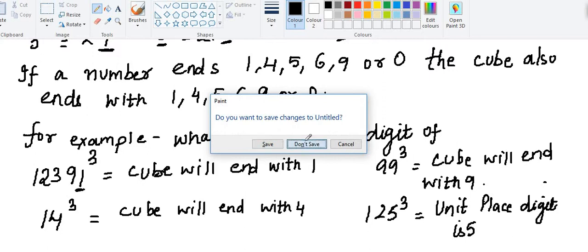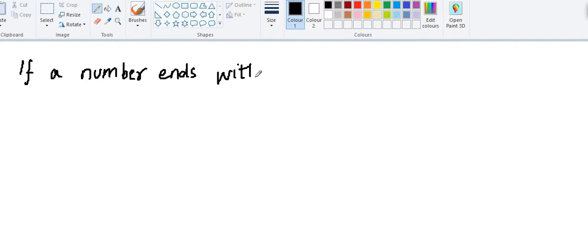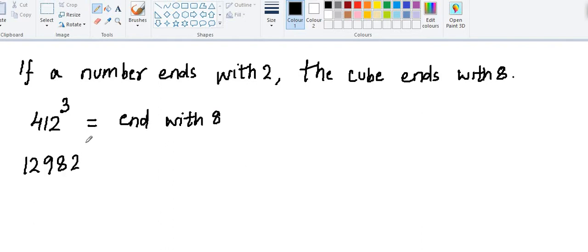Second observation regarding this is if a number ends with 2, the cube will end with 8. So what will be the unit place digit of 412 cube? 8. Yes, this will end with 8. What will be 12982 cube? 8. Yes, the unit place digit will be 8.